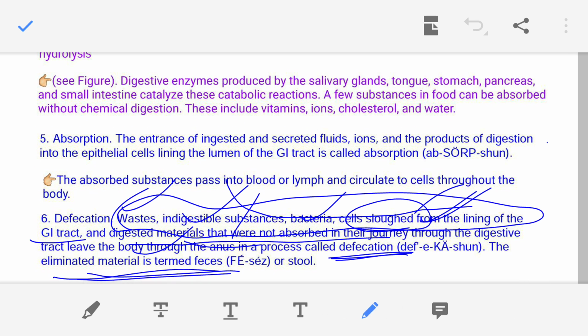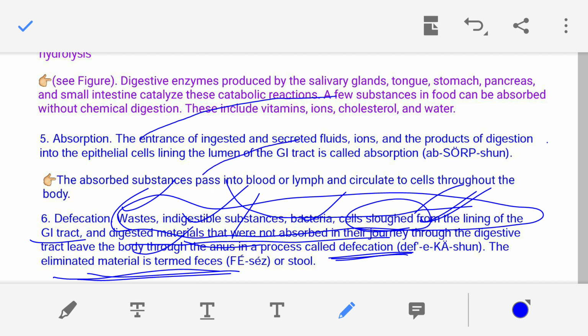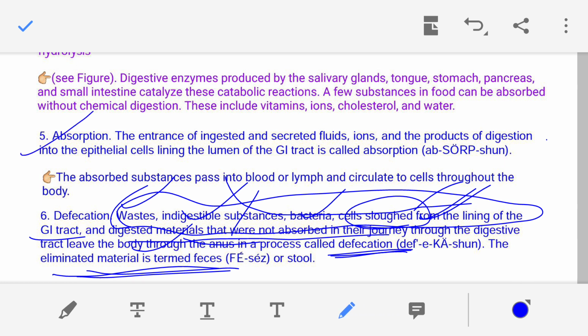Then the absorption. What is the meaning of absorption? Let's say the process of digestion has completed in the intestine, and in the GI tract we have glucose, amino acid, fatty acid, alcohol, nucleotides. All these small molecules enter into the epithelial cells of the GI tract, and from there they enter into the blood vessel or the lymphatic vessel, and via the medium of blood they finally reach our body cells. That process is known as absorption.